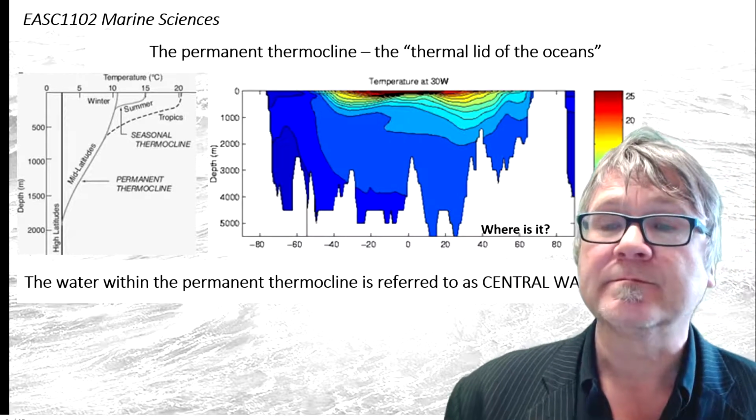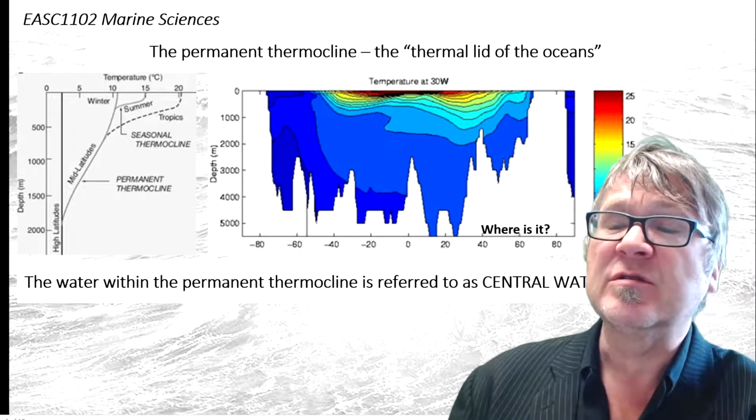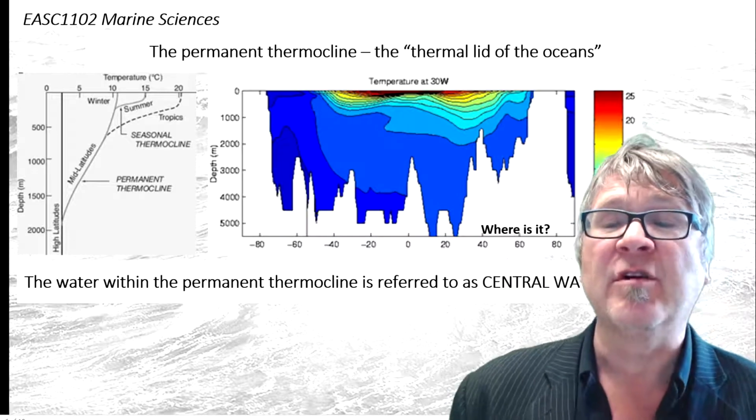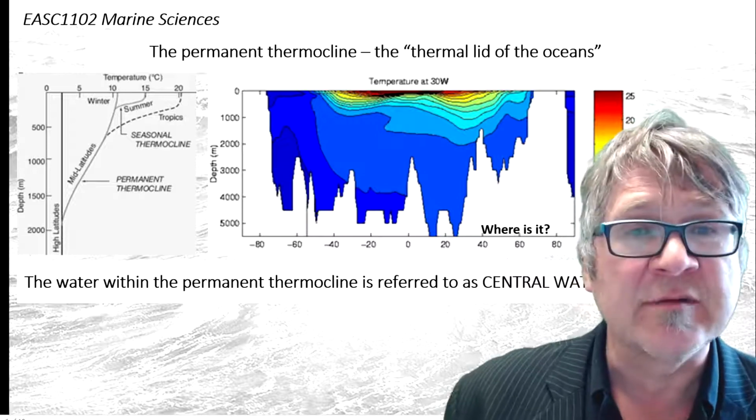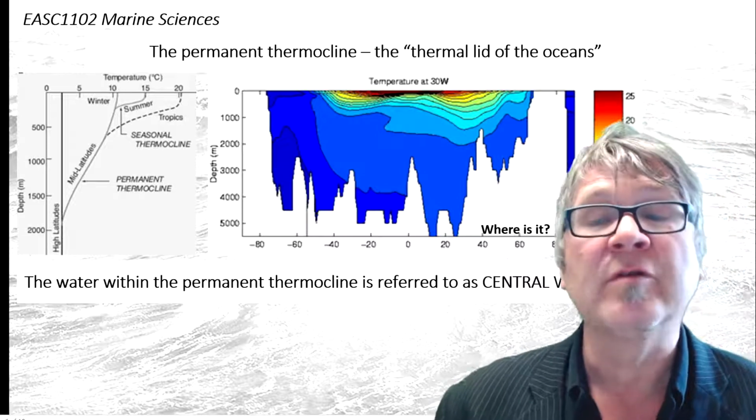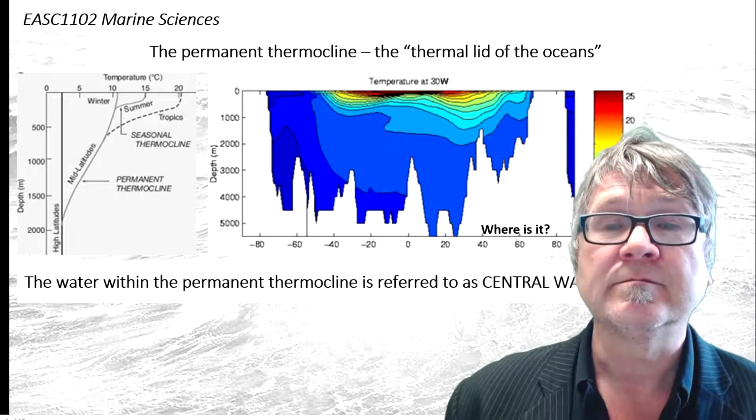central water. On the left is just a little sketch again. What is a seasonal thermocline? The seasonal thermocline is the temperature transition zone which is influenced by the seasons, and below that is the permanent thermocline.